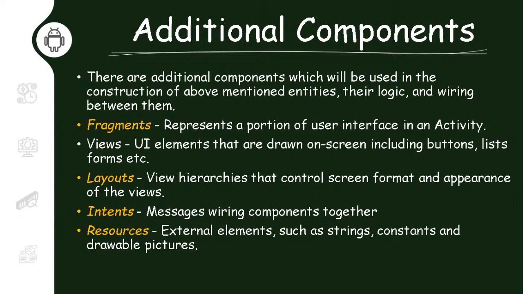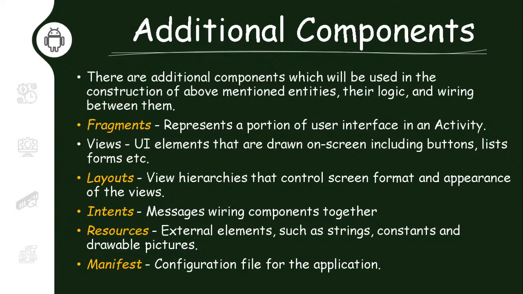You can also use drawable pictures, like when you want to use some pictures or images in your applications. So they are called resources of your file. Those resources you can store in a file, and you can use them whenever you need them in your application. And the last is the manifest file. As I told, the manifest file is the configuration file for our application. We will discuss how we can configure our application with this manifest file.